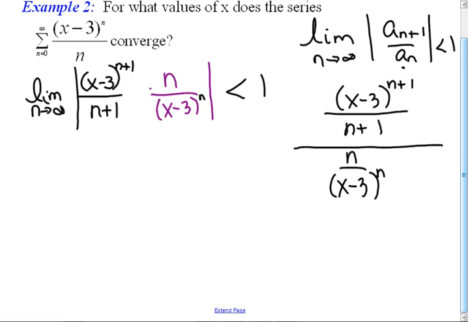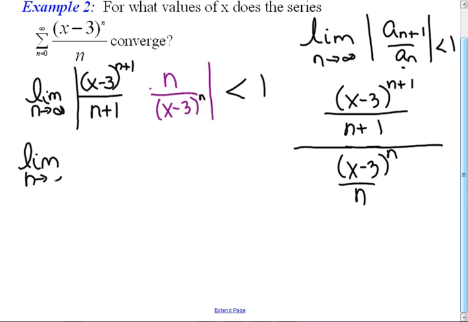Oh, I copied this one wrong. I have to have it right, because it's wrong if it's wrong. X minus 3 to the n over n. And then I multiply by the reciprocal. Okay, what's this going to give you? X minus 3 to the n times x minus 3. Is that okay? The algebra.